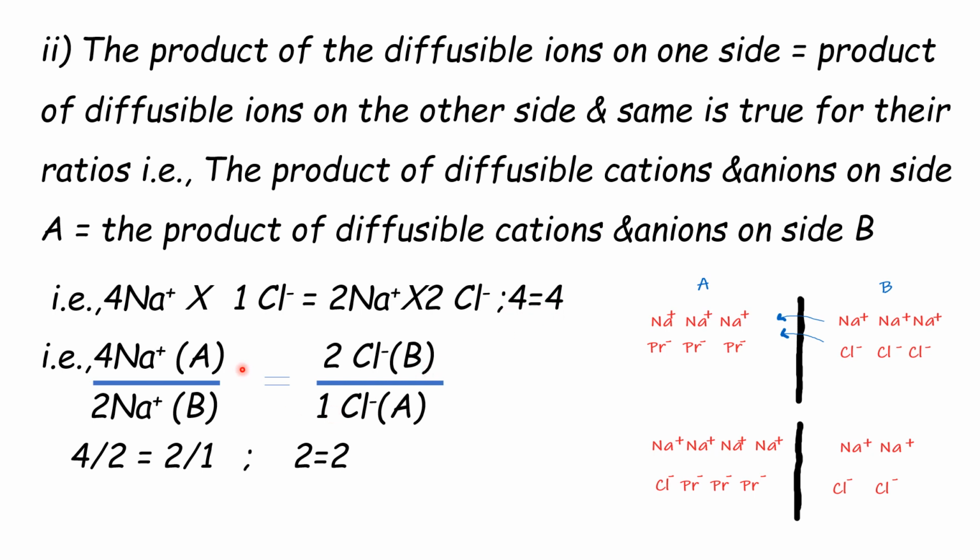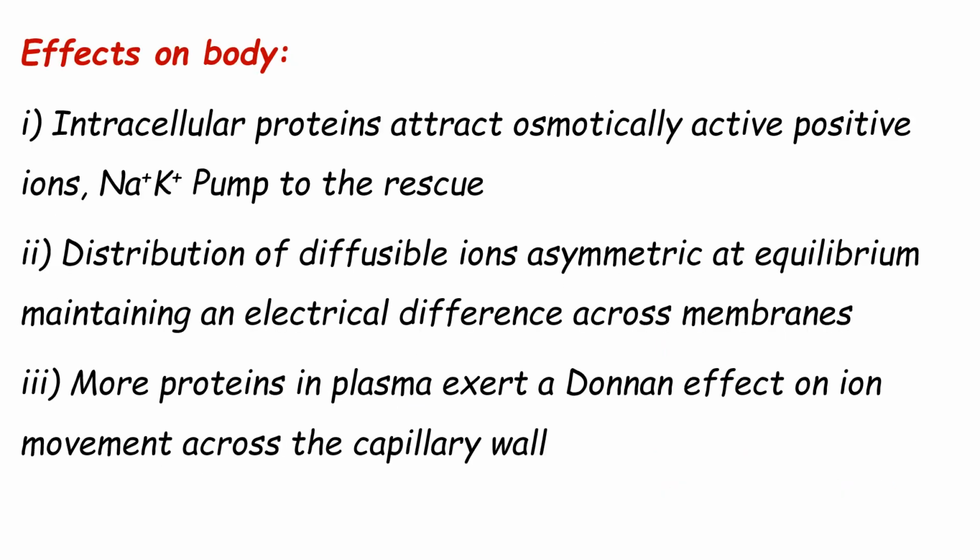And the same is the case with the ratios. 4 sodium cations on side A divided by 2 cations on side B, and 2 chloride anions on side B divided by 2 chloride anions on side A. We take this chloride this side. So 4 by 2, 2 by 1, 2 is to 2. So the ratios are also equal. Am I clear about this? So they have arranged themselves so that the product of the diffusible ions on one side is equal to the product of diffusible ions on the other side.